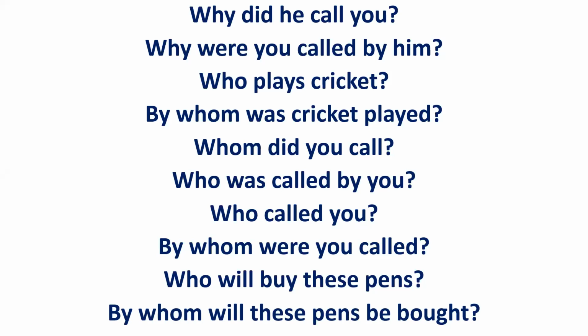The third form of buy is bought, right? And after will, we always have to use the root form. So the root form of be is be itself. So be plus bought we have to use here, right? By whom will these pens be bought? So this is the right answer of this sentence. So a little more practice you have to do regarding our interrogative sentences. Please wait.